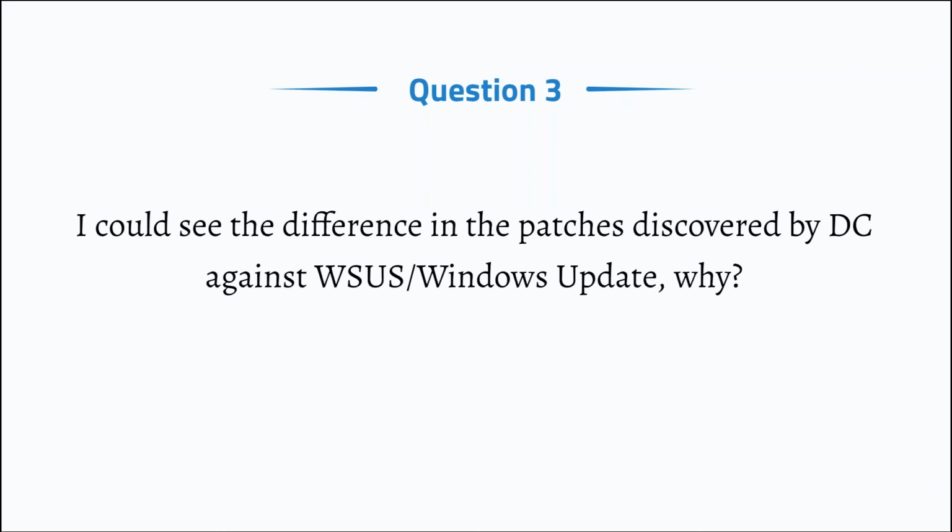I could see a difference in the patches discovered by Desktop Central against WSUS. Why? It's because Windows updates will show even the superseded patches, which we feel are not required for an environment. If a patch is superseded, we've already got the new patch available, so it's okay to deploy only the new patches. And WSUS even shows the driver updates, and in Desktop Central, we are working on driver updates. We are in the final stages, and we'll start supporting driver updates from the end of the third quarter.